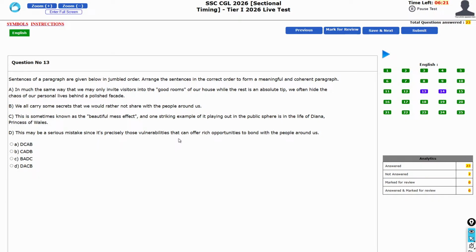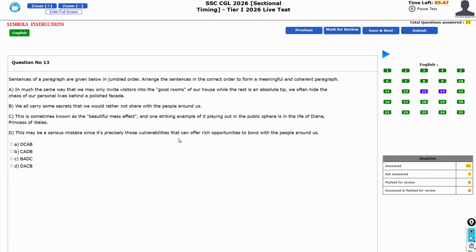We all carry some secrets that we would rather not share with the people around us. This is sometimes known as the beautiful mess effect. This may be a serious mistake since it's precisely those vulnerabilities that can offer rich opportunities to bond with people around us. This is called the beautiful mess effect. And one striking example of it playing out in the public sphere is the life of Diana, Princess of Wales.